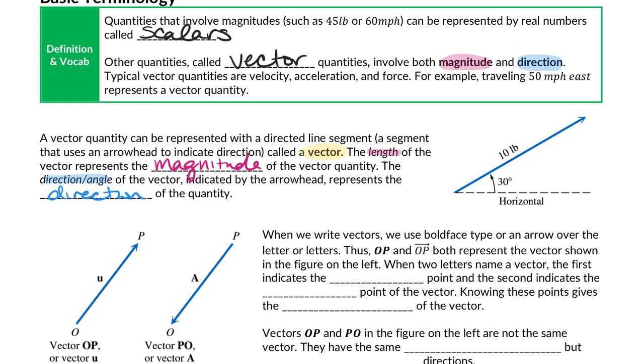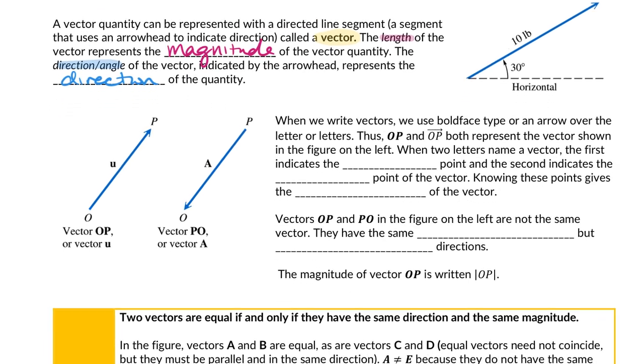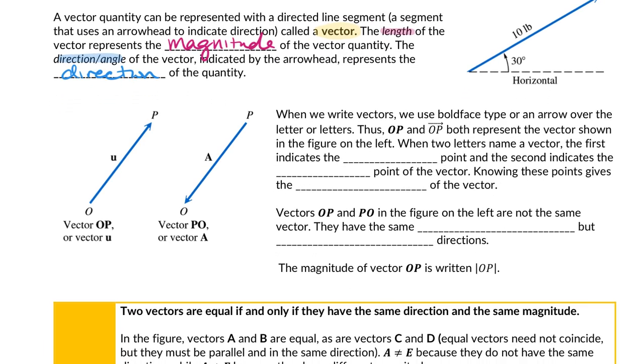When we write vectors, we either use boldface type, which is really for a computer, or arrows over the letters. It will either look like this, bold. I think your homework does this. But our handwriting is not that easy to do that, so we're going to put an arrow above the two letters to represent the vector shown in the figure. When the two letters name a vector, the first letter indicates the initial point, and the second letter indicates the terminal point. Knowing these points gives us the direction of the vector.